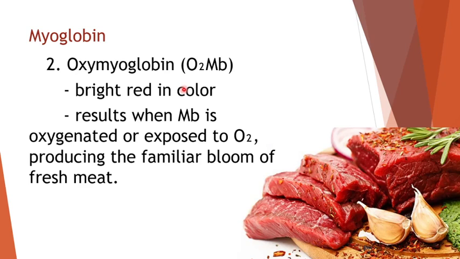The second pigment is the oxymyoglobin, which is the O2MB. This myoglobin is bright red in color, and this results when the purple MB is oxygenated, or exposed to oxygen gas, which produces the familiar bloom of our red meat. This is what we want. This is what we Filipinos want to see. We want the meat to be red, and therefore, for it to be red, it should have a dominant pigment of oxymyoglobin, which is affected by the amount of oxygen in the air.